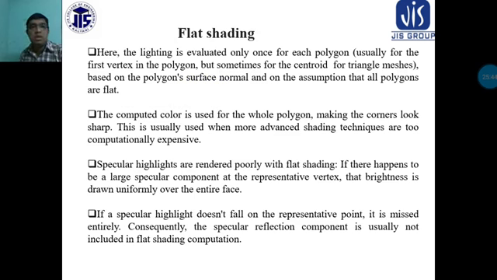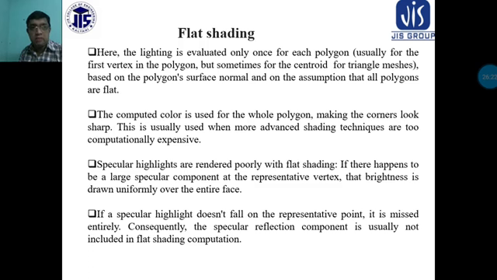First, flat shading. It is flat shading since the lighting is evaluated only once for each polygon, usually for the first vertex in the polygon, but sometimes for the centroid of triangle meshes, based on the polygon surface normal and on the assumption that all polygons are flat. The computed color is used for the whole polygon, making the corners look sharp. This is usually used when more advanced shading techniques are too computationally expensive.